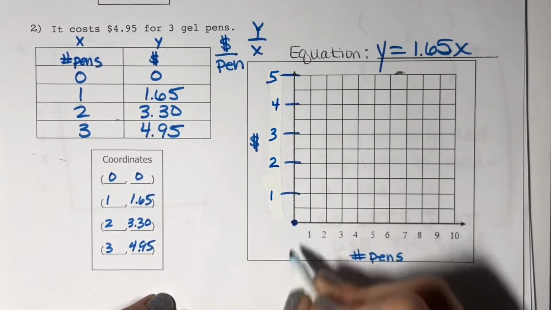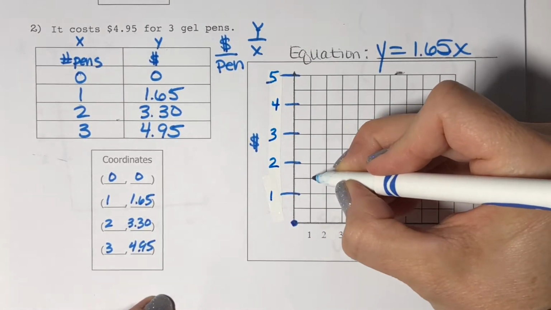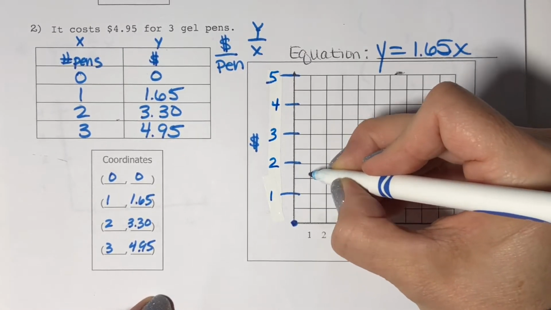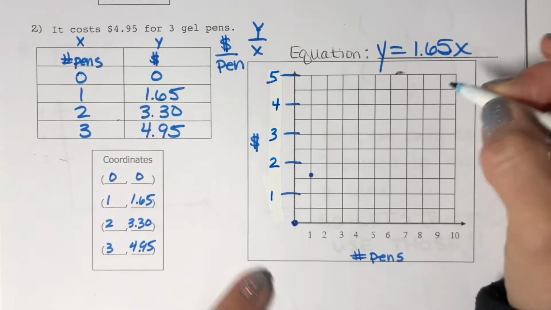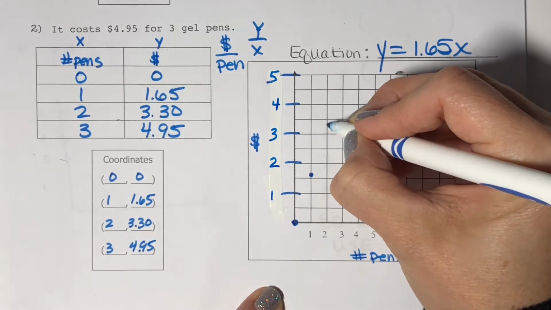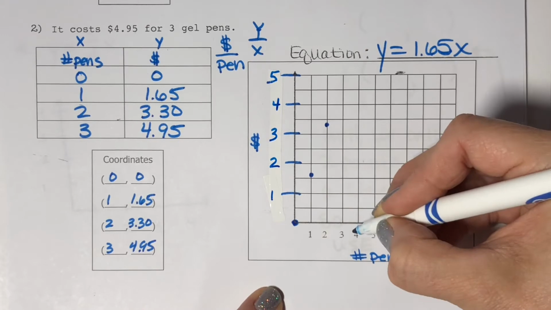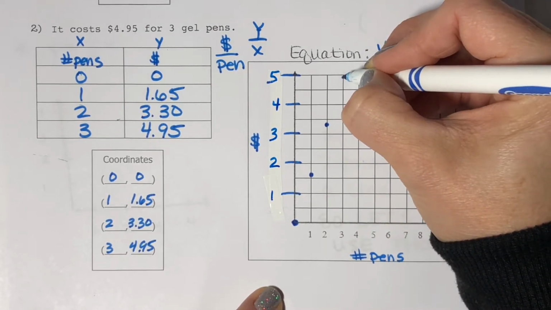So I don't buy anything. I don't pay anything. 1 would cost me $1.65. You guys, it's not going to be perfect, but I know that halfway between 1 and 2 is $1.50. So I'm going to put this maybe like right about here. 2 pens are going to cost me $3.30. Well, if this is $3.50, this is going to be about $3.30. And 3 is my $4.95, which means I'm super, super close to $5.